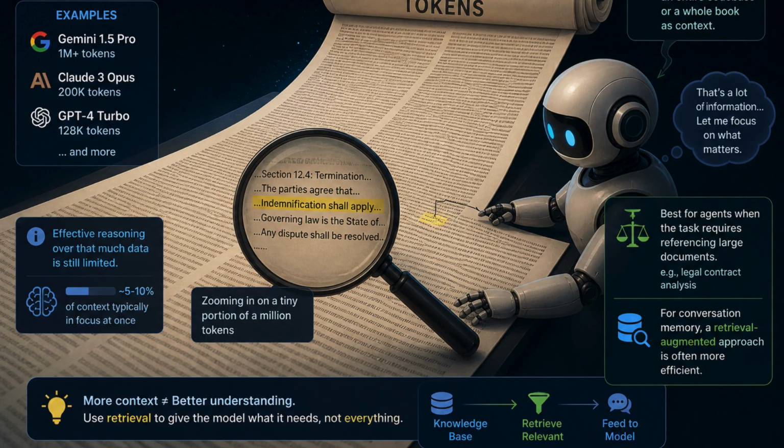Some models now support 1 million tokens or more, Gemini 1.5, Claude 3 and others. This allows you to give an entire codebase or a whole book as context. However, the effective reasoning over that much data is still limited. For agents, ultra-long context is best for tasks where the agent needs to reference large documents, for example, legal contract analysis. But for conversation memory, a retrieval augmented approach is often more efficient.